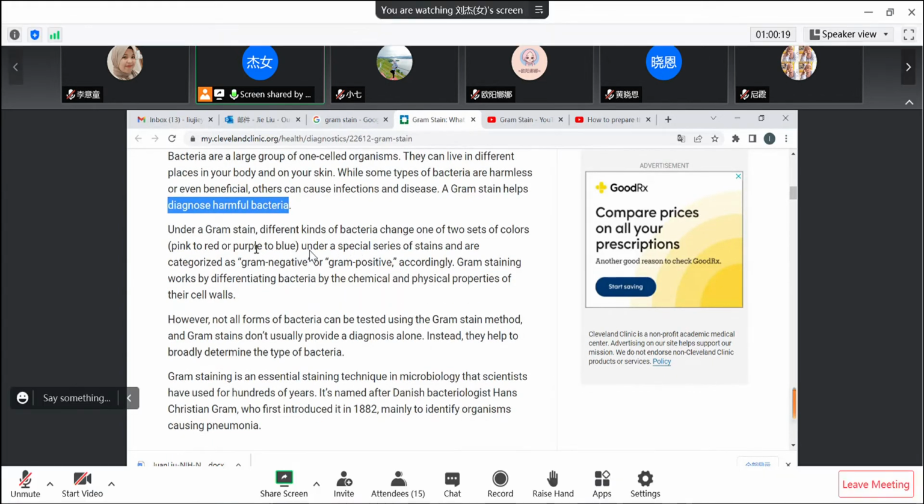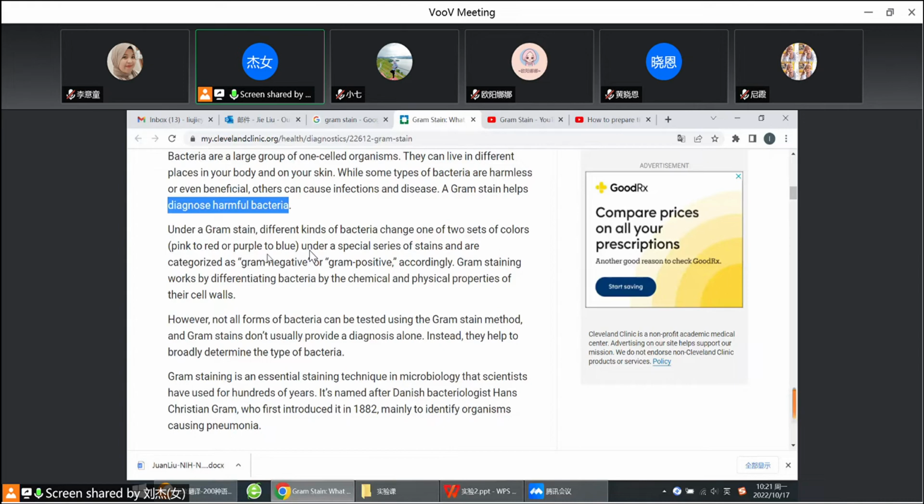And what color of the gram stain it will show to us. Under a gram stain, different kinds of bacteria will change one of two sets of colors. It means some of them are pink to red, or some of them are purple to blue. Pink to red, they belong to a group. And purple and blue, they belong to the other group.